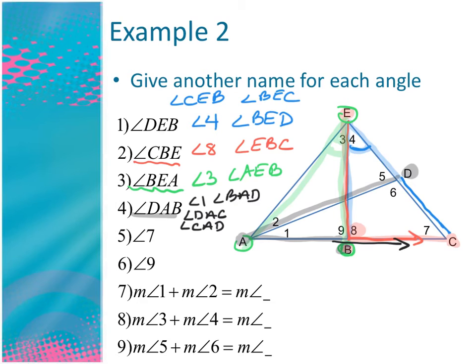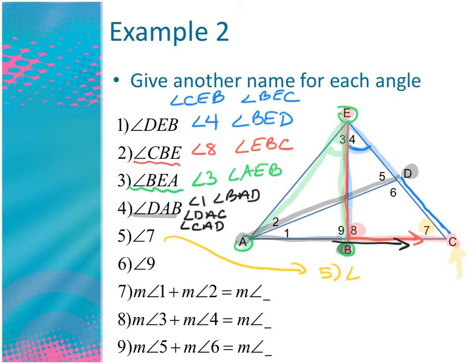Next one, number 7, or angle 7. Angle 7's over here. So angle 7, let's go in this order. Again, the C needs to be the middle letter on this one. So for number 5, I'll write them down here. I could call this angle EC.